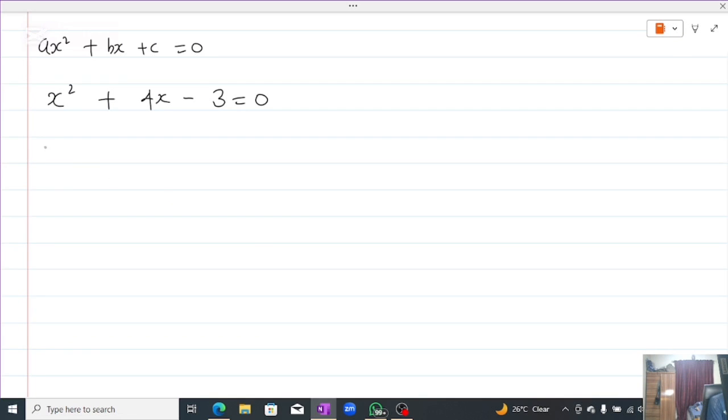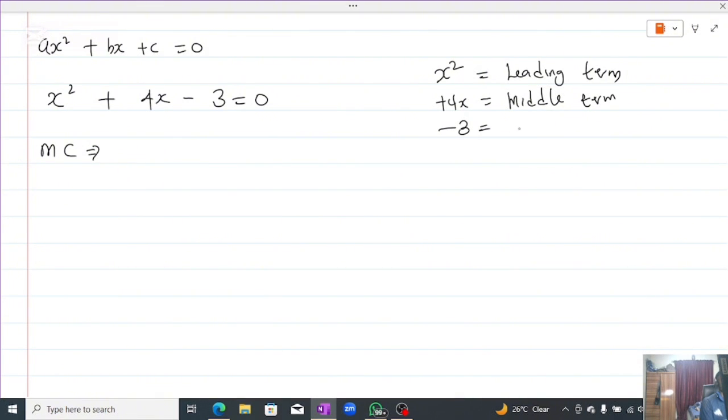The first step is that you need the middle coefficient. In a quadratic equation, you have the leading term, the middle term, and the last term. So x squared is the leading term, the plus 4x is the middle or second term, and then you have minus 3, which is the constant. In this case, I don't need the middle term, but I need the middle coefficient.